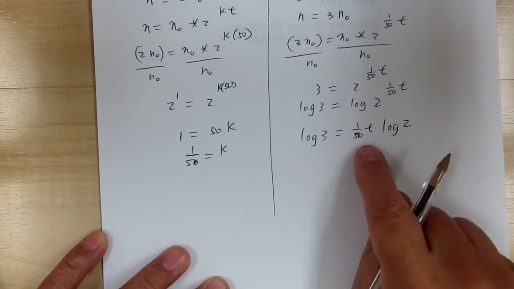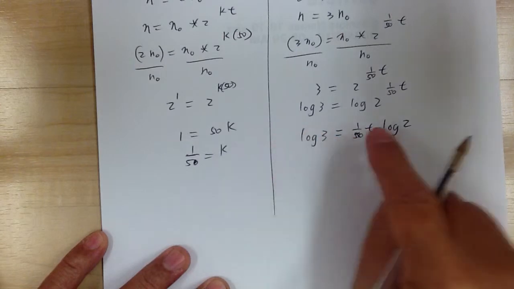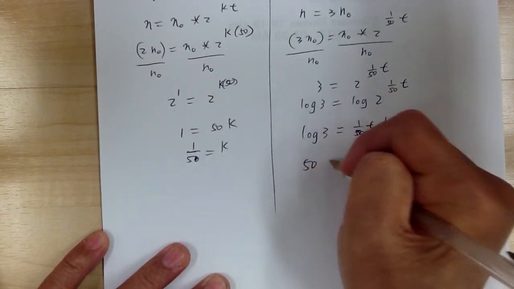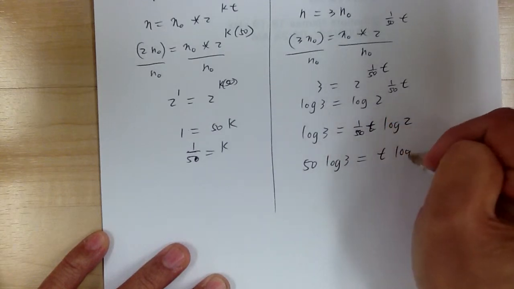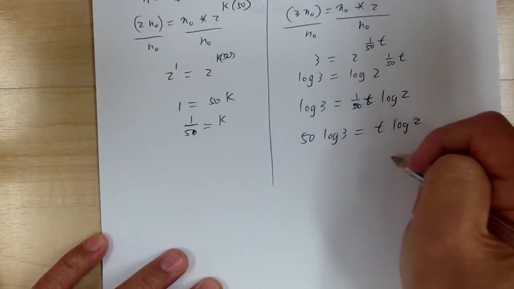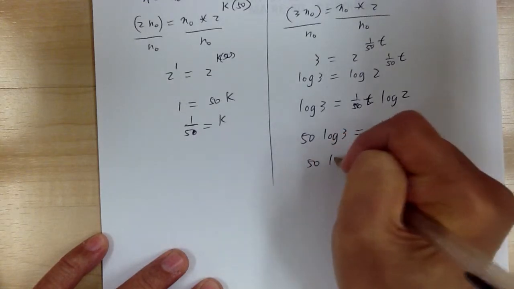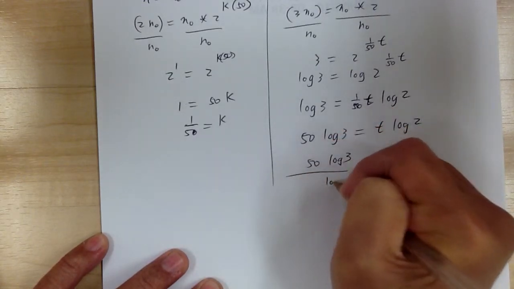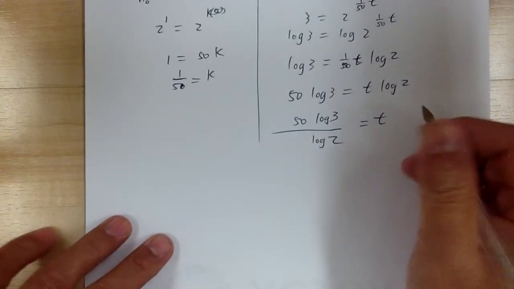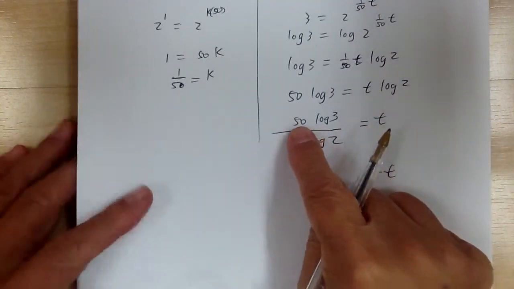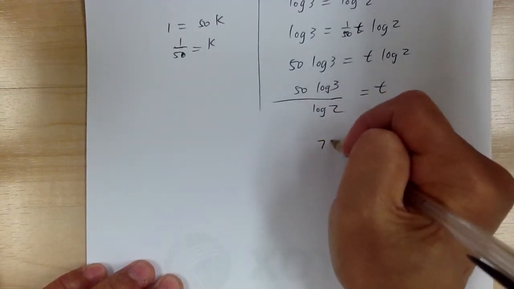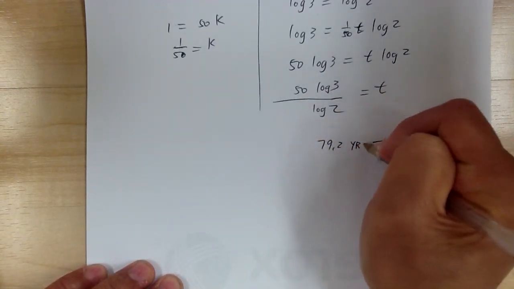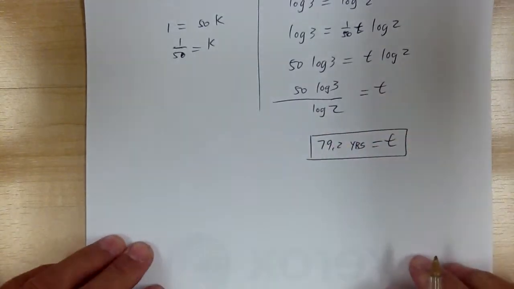Next, to solve this, I'm going to multiply by 50 on both sides. So I get 50 log 3 equal to t times log of 2. Then I'm going to divide by log 2. When you use the calculator, you have to use 50 times log 3 and divide by log 2, and then you will get 79.2 years. Okay, let's go to number 7.